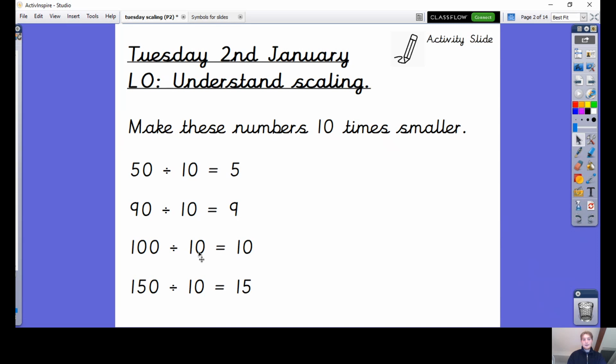Also, another rule to remember: if you're making a number 10 times smaller, say if we were making 150 10 times smaller, we're just removing one of the zeros at the end of it. Can you see that 15 is 10 times smaller than 150, and it's got the same two digits, but it's just removed the zero. The zero's gone.